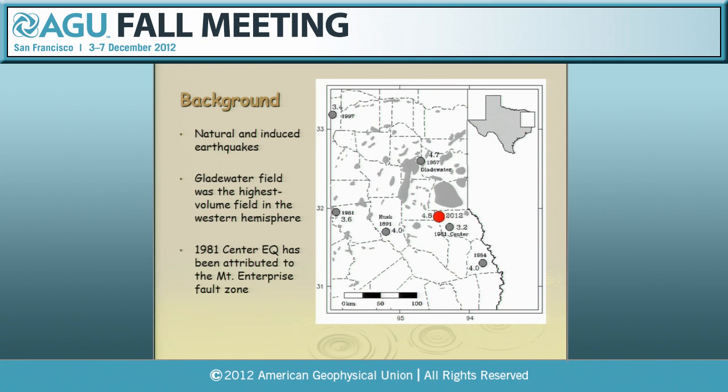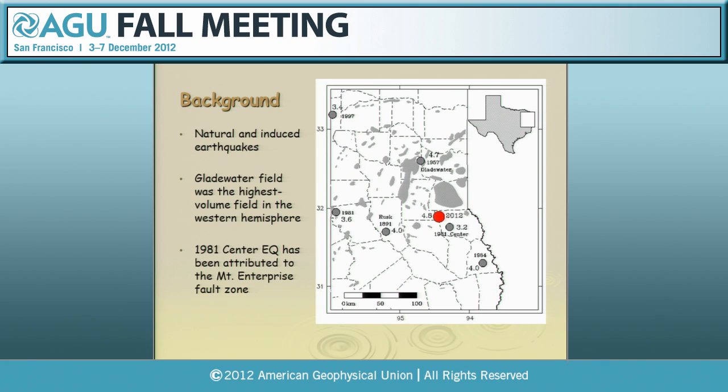Well, the background. In looking at this map here, we have the event in question shaded in red. It's a 4.8 magnitude earthquake, the largest earthquake the region has seen historically. Prior to this event, we had the Gladewater 1957 earthquake being the largest, and that earthquake was also associated with fluid withdrawal, because at the time the Gladewater field was the highest volume field in the Western Hemisphere, so that event was clearly linked to fluid withdrawal from the Gladewater field.